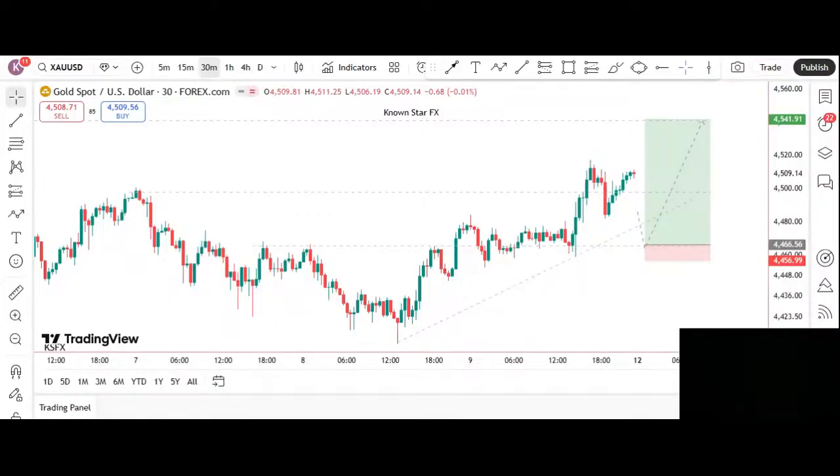I think that's all for gold. Which other currency pair do you want us to look into before we call it a day? One more currency pair and we're done.